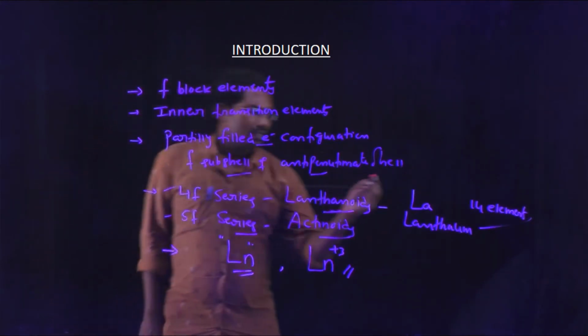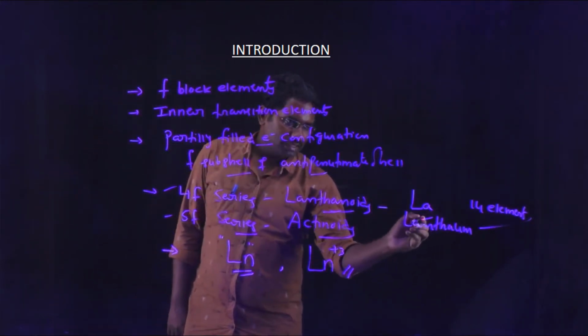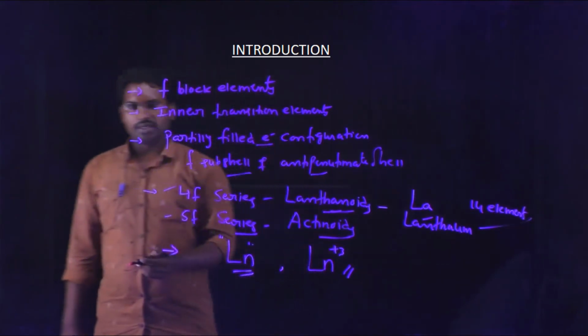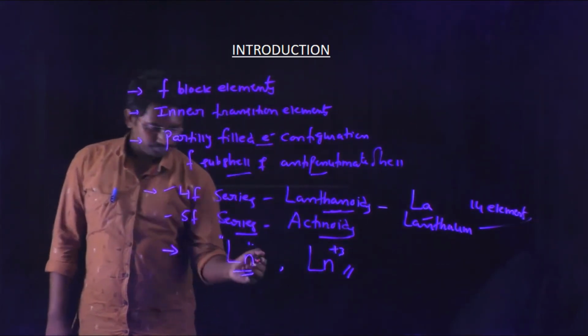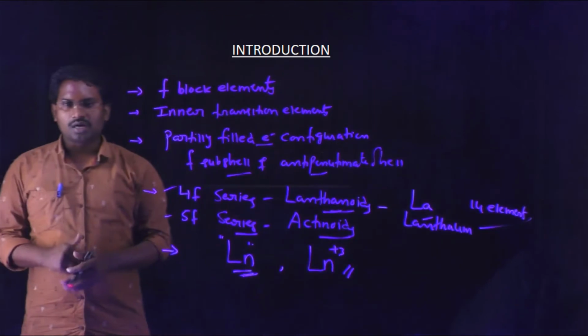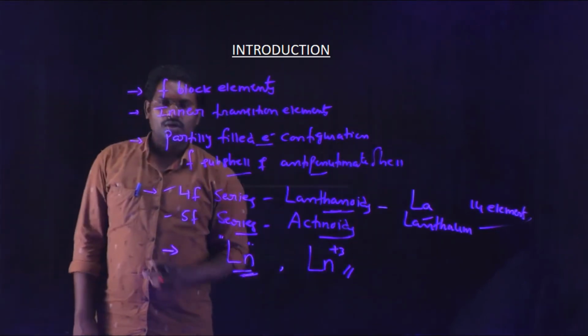Lanthanoids are the elements which come after lanthanum. They can be represented by the symbol Ln. These are more stable in the +3 oxidation state.